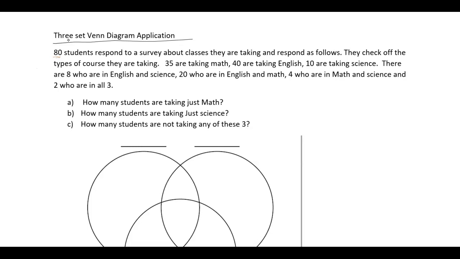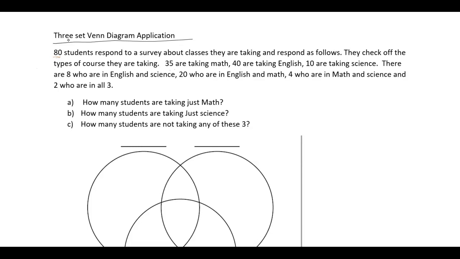So you see that 35 of the forms have math checked. 40 of the forms have English checked, 10 have science checked. And then we've already counted these, but 8 of those in English or science were actually in both. So 40 people checked it off, 8 people in English also checked off science. So there's 32 in English who did not check off science. That's how you have to read that.